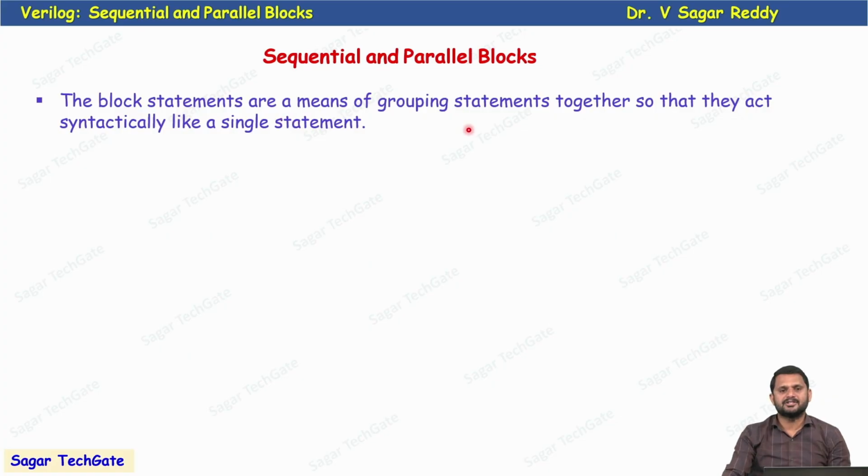So coming to the sequential and parallel blocks. Block statements are a means of grouping statements together. They act syntactically like a single statement. So a block of statements means we are grouping a few statements, and they act like a single statement in Verilog. What does a statement mean? Anything that ends with a semicolon is known as a statement.